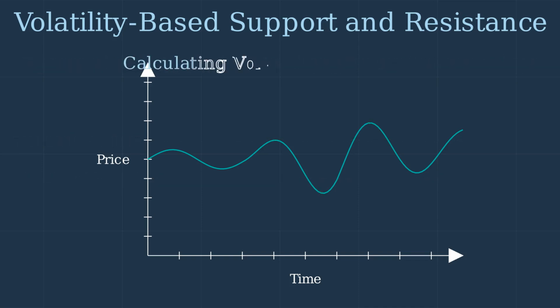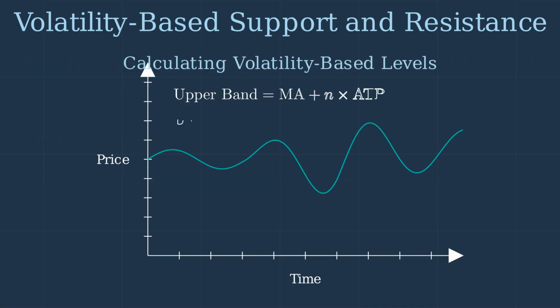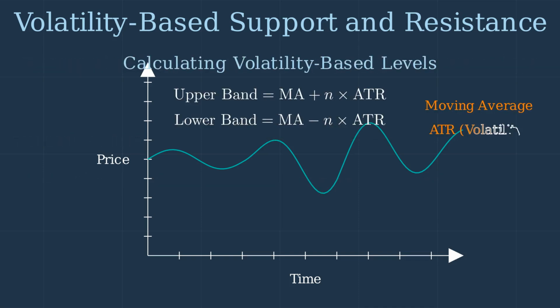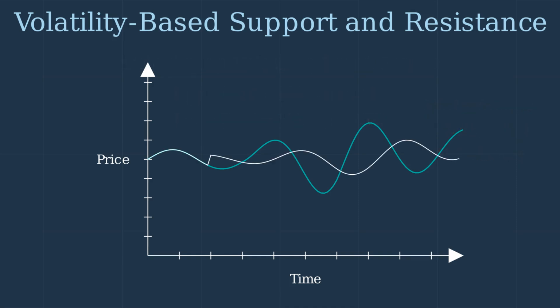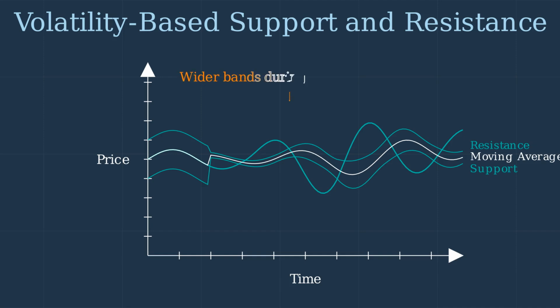Volatility-based levels are calculated using a moving average as the baseline, plus or minus a multiple of a volatility indicator like average true range. The moving average serves as the center line, while the bands expand and contract based on market volatility. During periods of high volatility, these bands widen to accommodate larger price swings, reducing false breakout signals. When volatility decreases, the bands contract, providing tighter levels for more precise entries and exits.